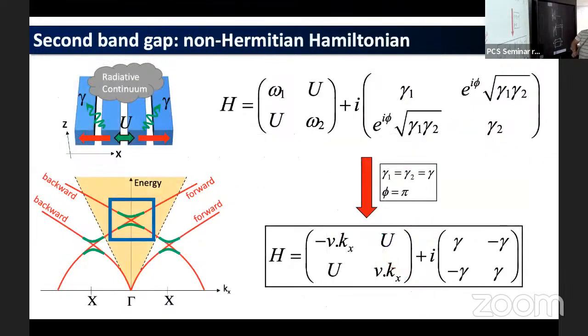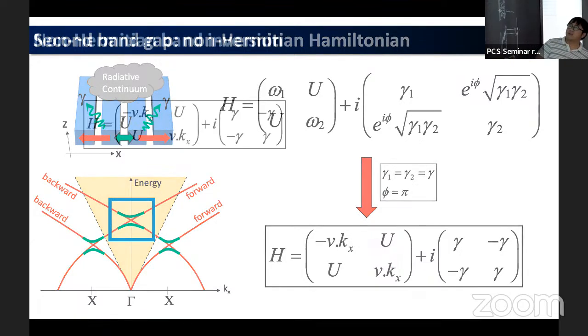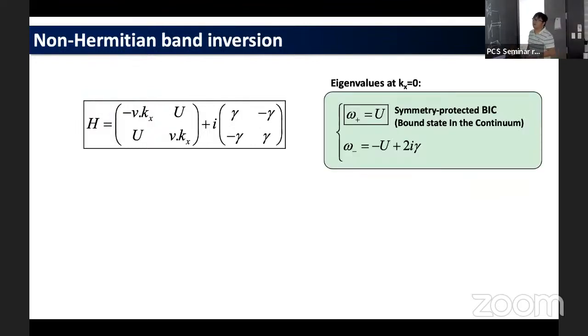Okay, so how do we bring this general scheme into our example here? It's super easy for us because omega 1 and omega 2 are these forward and backward modes. And then gamma 1 and gamma 2, since they are the same modes, should be the same. So gamma 1 equal to gamma 2 equal to gamma. The phase, one is forward and one is backward, so the phase is equal to pi. So the effective Hamiltonian will be written in this form. Okay, so this is 2 by 2. We can solve the eigenvalue at kx equal to 0 very easily.